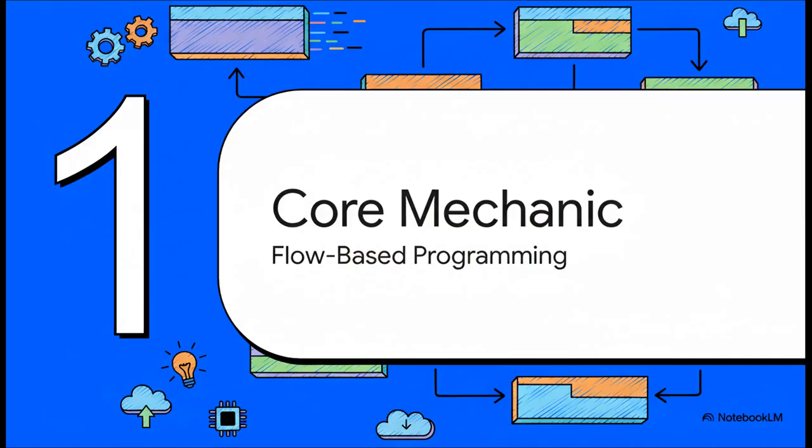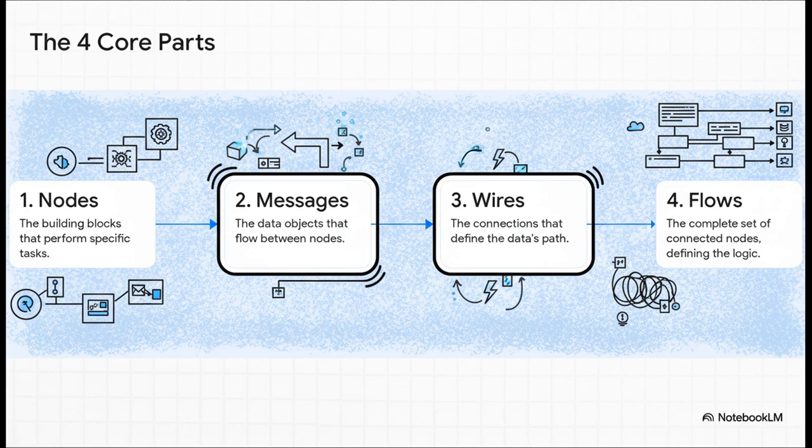So how does that snapping together actually work? Well, it's all based on this really elegant idea called flow-based programming. Okay, let's break it down. There are just 4 pieces to this puzzle. First, you have your nodes. Those are your Lego blocks, right? Your tools. Second, you have messages. This is the data, the information that's going to travel from one node to the next. Third, you've got wires. You literally draw lines between the nodes to tell the data where to go. And finally, when you've connected everything together, that's your flow.